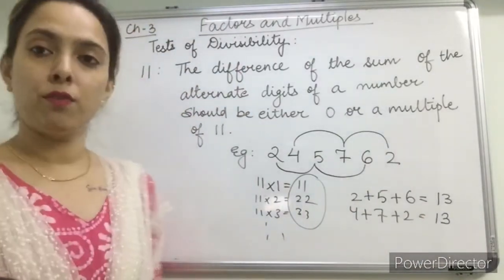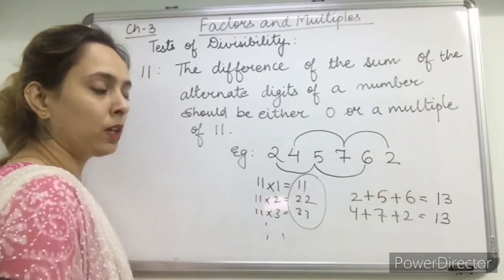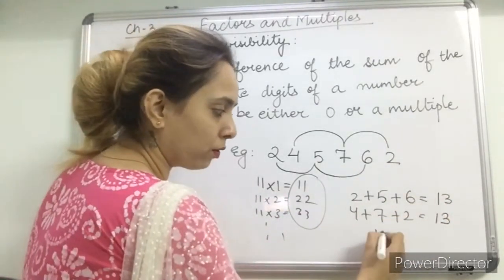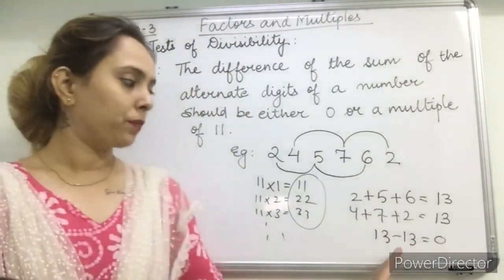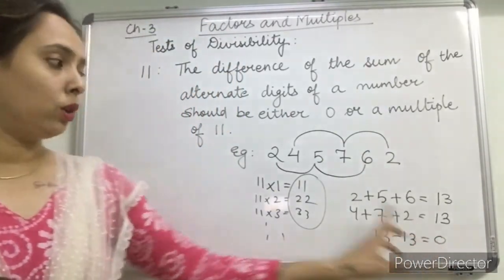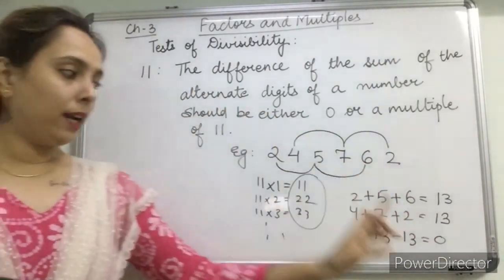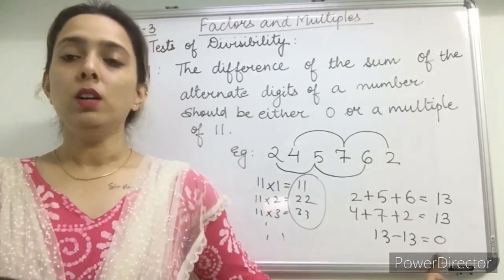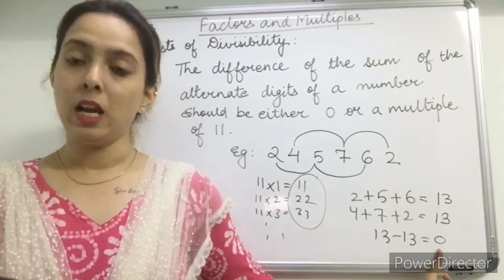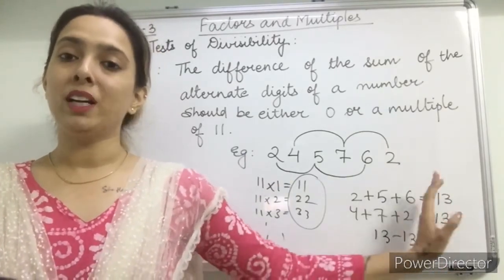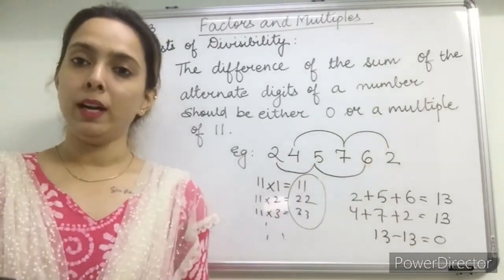Now we have found the sum of alternate numbers. Both the numbers are 13. Now difference of these two is 0. So if this comes out to be 0, this complete number is divisible by 11. And if here 11 or 22, 33, 44, 77, 110, if something like this comes, it means multiple of 11, then also the complete number will be divisible by 11.